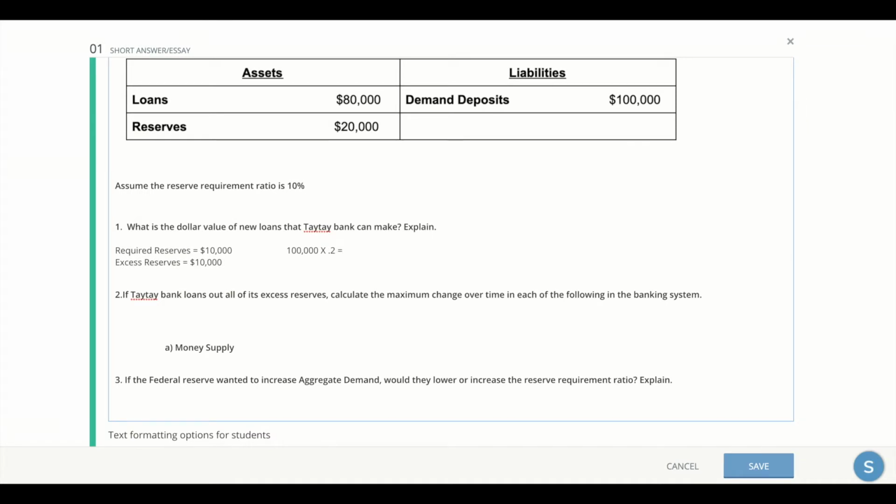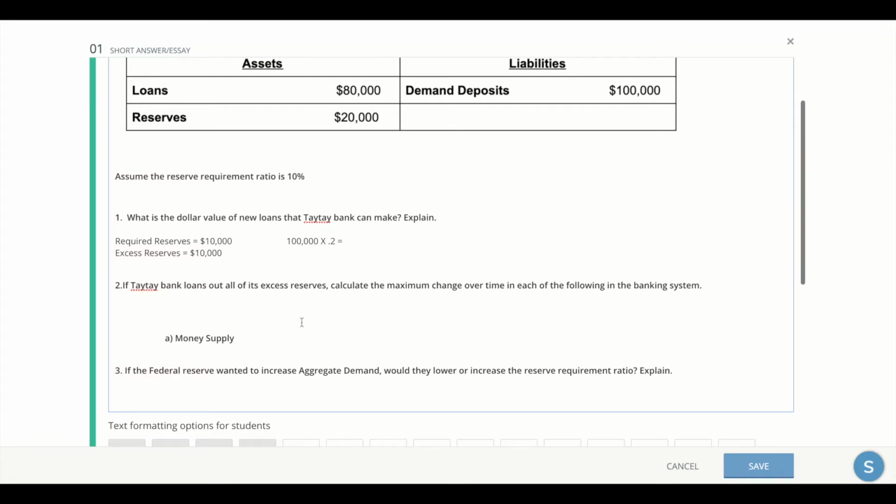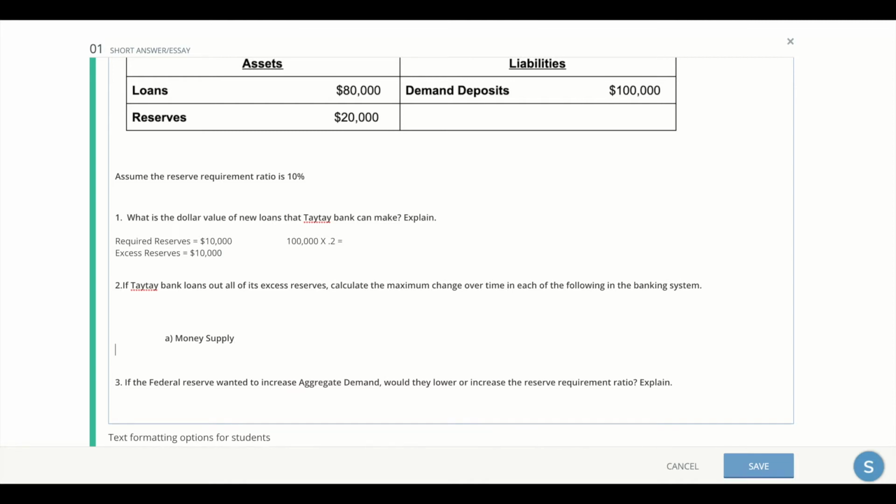For number two, if Taytay Bank loans out all of its excess reserves, that $10,000 we talked about before, calculate the maximum change in the money supply possible over time in the whole banking system. So the money supply. First, we need to figure out our money multiplier. Our formula is 1 over the RRR. Right now, that would be 1 over 0.1 because our reserve requirement ratio is 10%. So it's 1 over 0.1, and 10 cents goes into a dollar 10 times. Our money multiplier is 10.